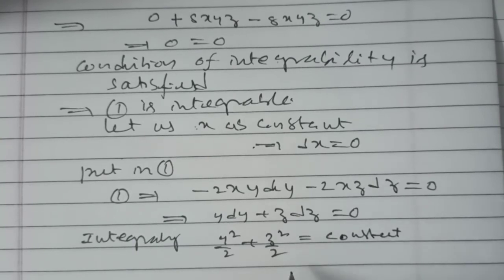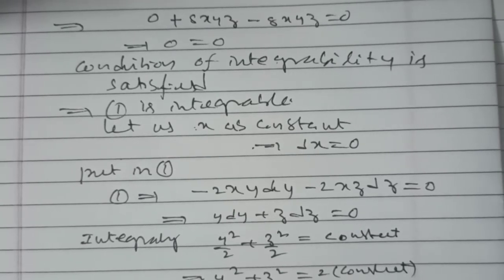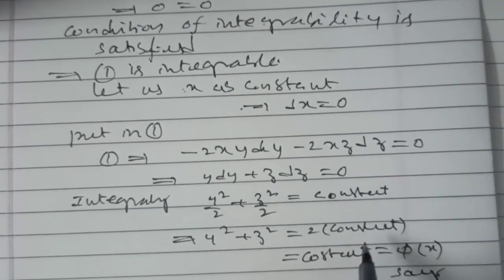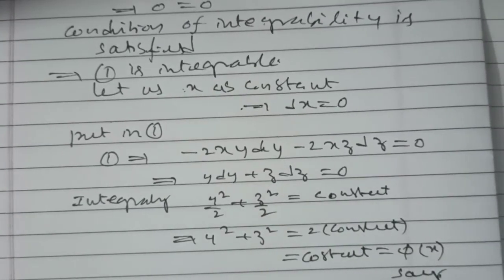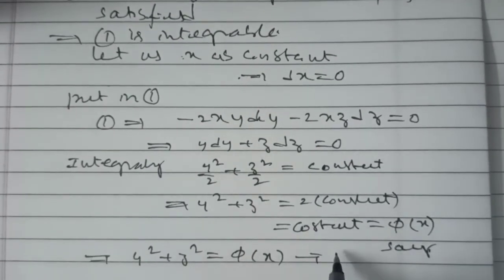Constant implies y square plus z square is equal to 2 into constant, which is some phi of x, say. This implies y square plus z square is equal to phi of x. Take this as equation 2.